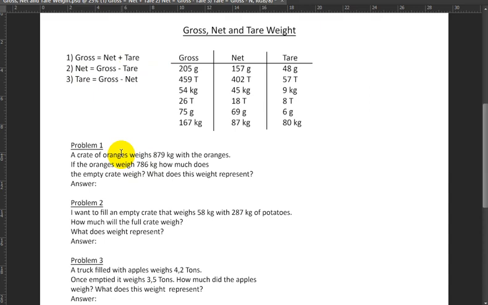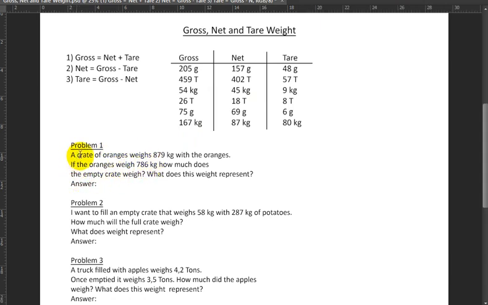Okay, again, the gross weight is the total weight. The tare weight is the weight of the container. And the net weight is the weight of the contents, the things that are being kept in the container. Okay, so let's start looking at these exercises and we'll try to figure them out together.